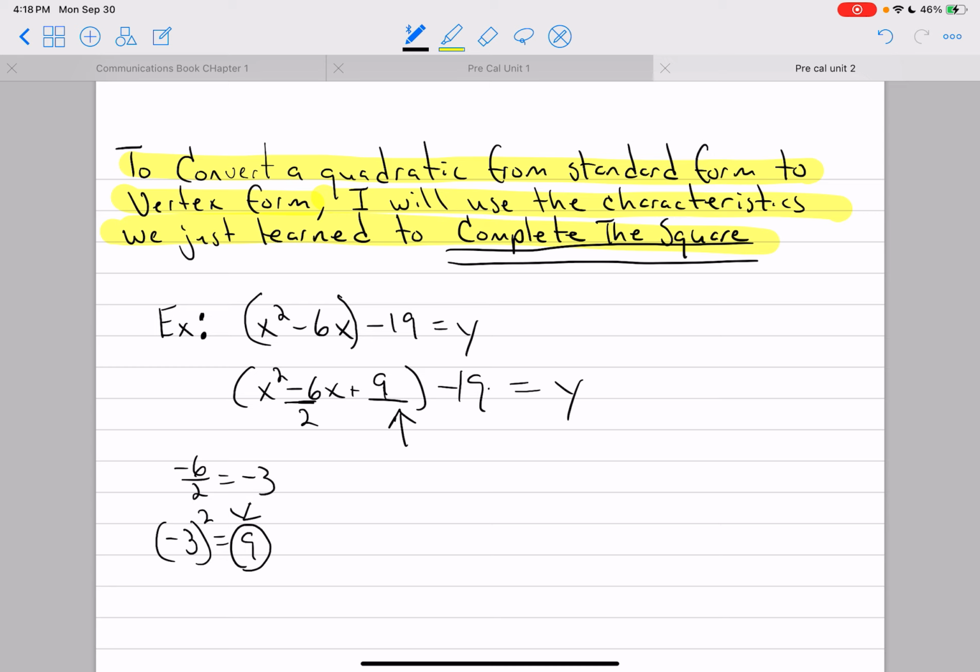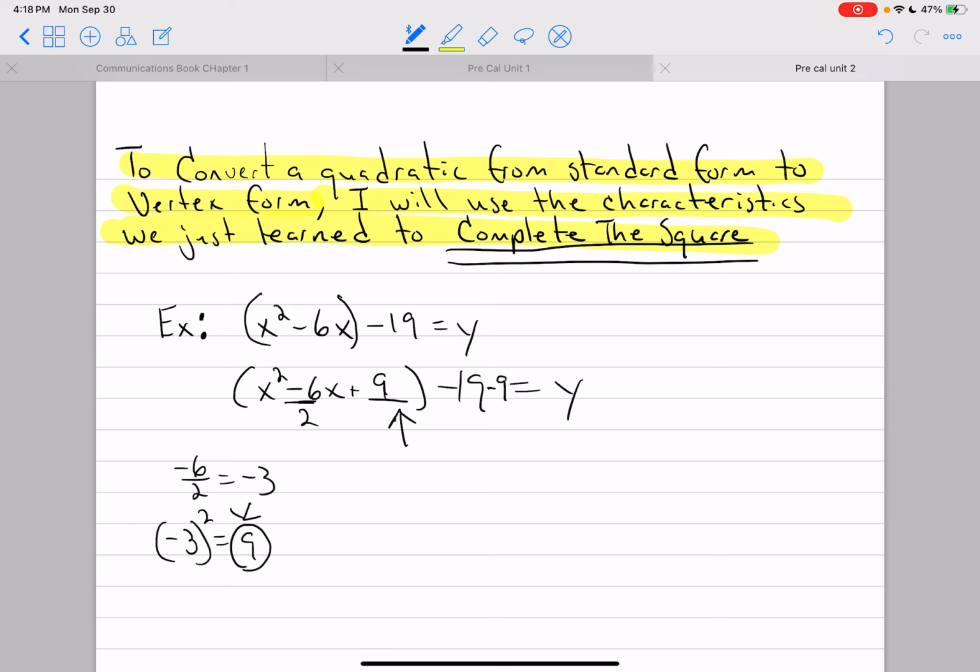I'm going to go ahead and subtract it as well. So really, I just added 0. If I add 9 in here, but then I take 9 away, I didn't actually add anything. So I can do that as much as I want. I said, oh, I'm going to add 9 to this equation, but then I'm going to take 9 away a little later on. Okay? So that's totally legal.